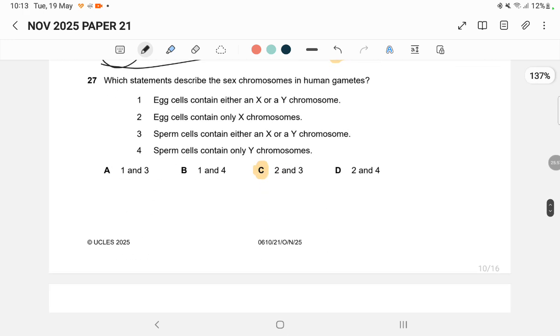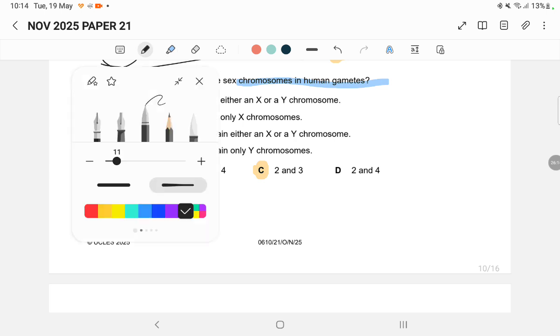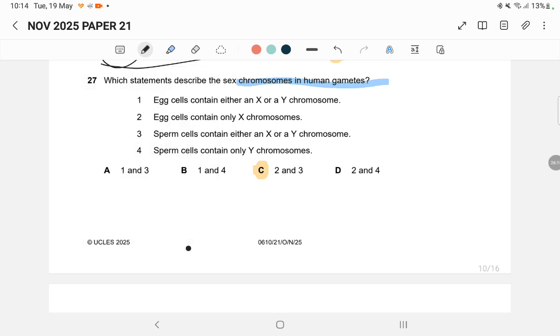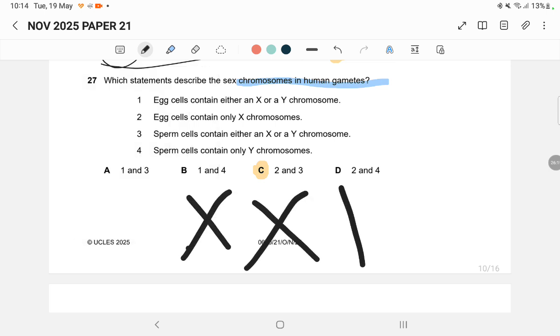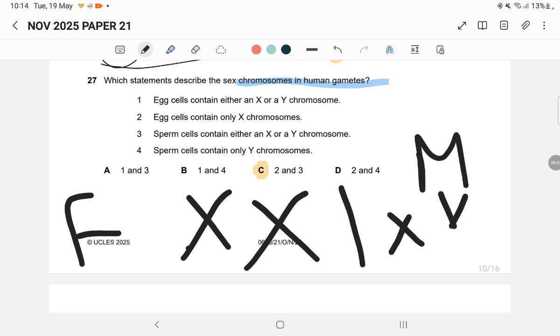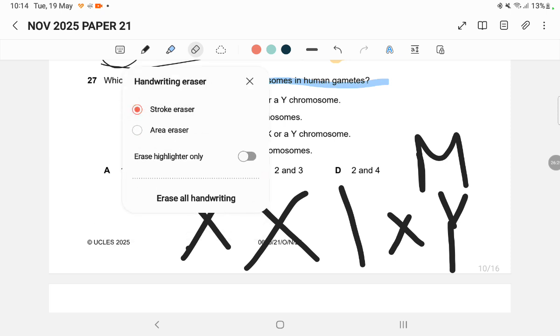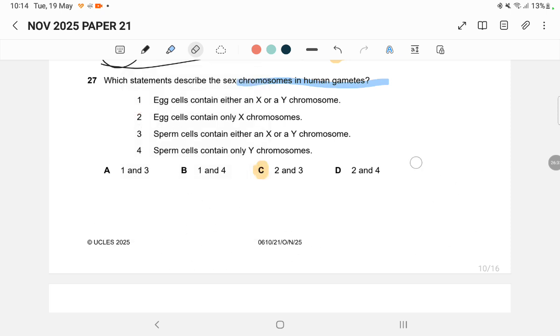Now question 27: which statement describes the sex chromosomes in human gametes? It says here that X cells contain only the X chromosome, and this is actually true. As you can see, the female has only X and X. Remember that the female has XX, and the male has X and Y. Just be aware of this information, because it is really beneficial to understand and memorize it, as it comes up in many questions.